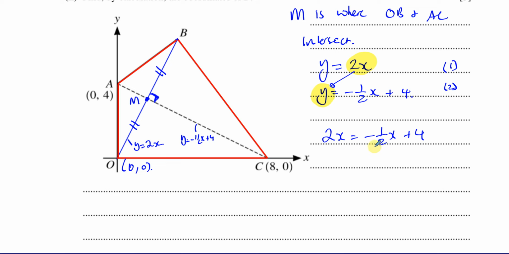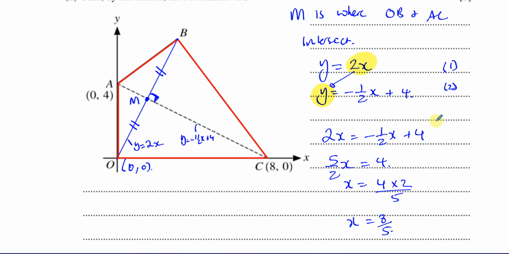If we want to get rid of the fraction, we can multiply everything by 2, or we could just add a half x to both sides. That will give us 5 over 2x, because this will be 2x, which is 4 over 2x, plus 1 over 2x, which is 5 over 2x, equals 4. So x equals multiply by 2 and divide by 5. So you're going to have 4 times 2 over 5. So x is going to be 8 over 5.